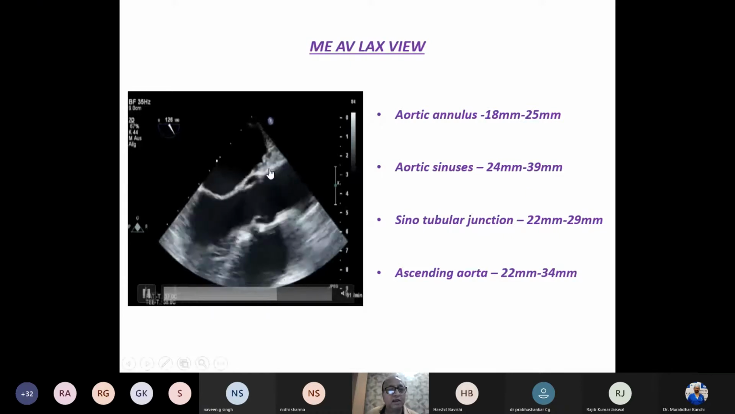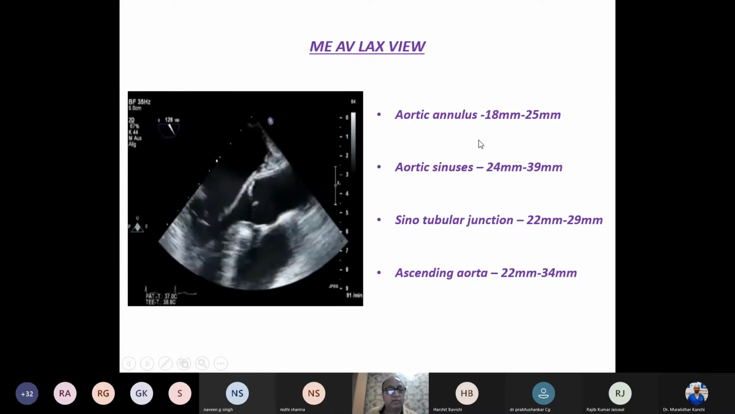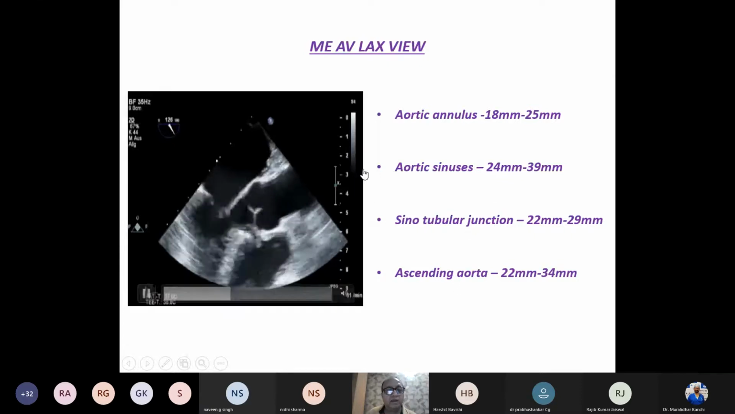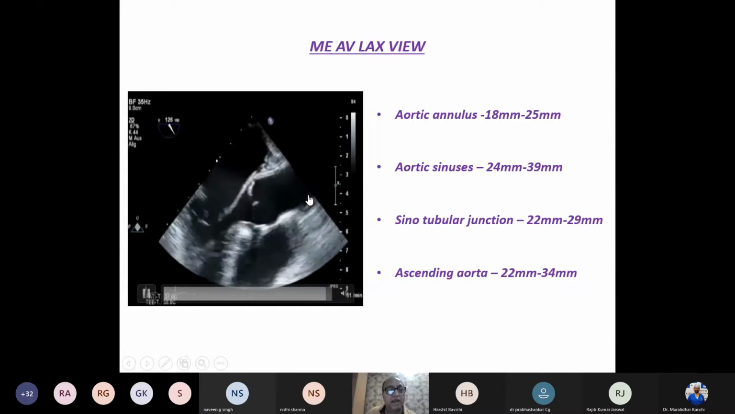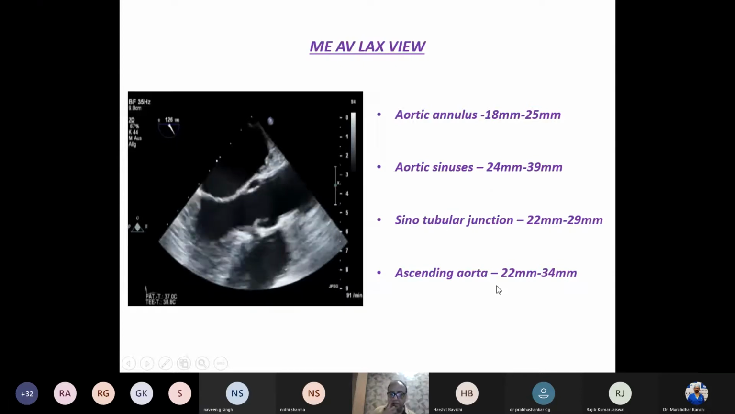Important for us to understand the proximal and the mid ascending aorta is we need to know the normal values of the annulus, the sinuses, the STJ, and the ascending aorta, because only then we will be able to understand whether the ascending aorta is aneurysmal or not. So we have to know the normal values of the diameters of this ascending aorta.